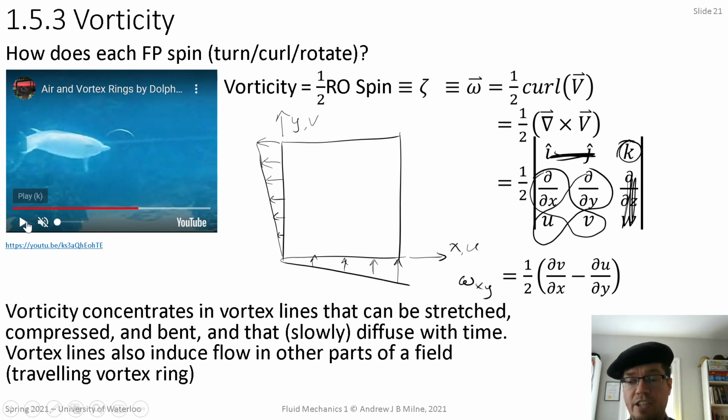You can stretch and compress and bend vortex lines. There are rules about how vortex lines can't terminate in a fluid. Vorticity diffuses over time, and so you can think about fluid flows as a diffusive problem rather than as an inertial problem when you're thinking in vorticity. And vortex lines can also be thought of as inducing flow in other parts of the field, which leads to these self-traveling vortex rings.